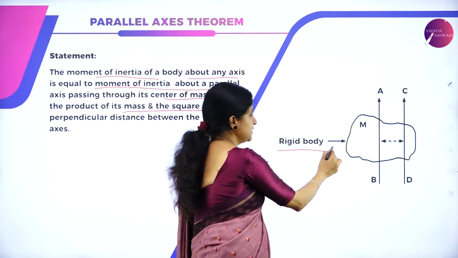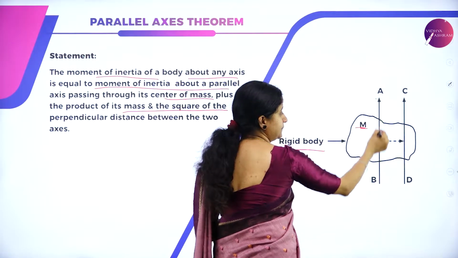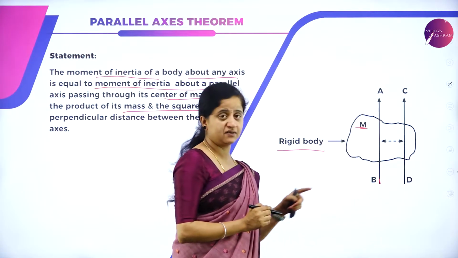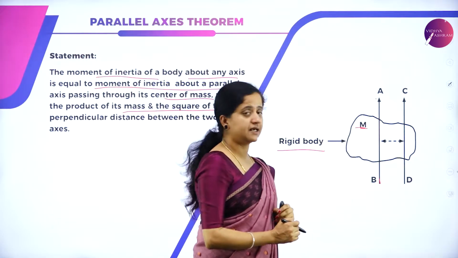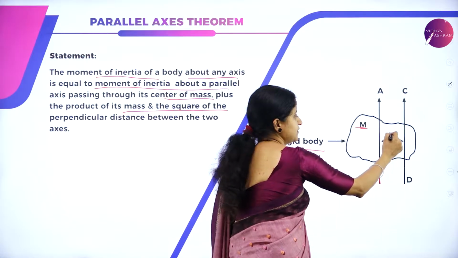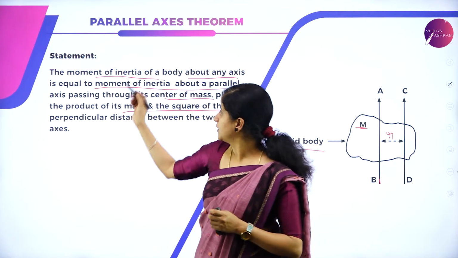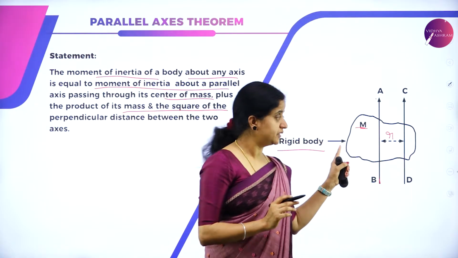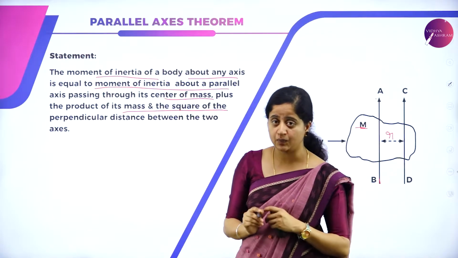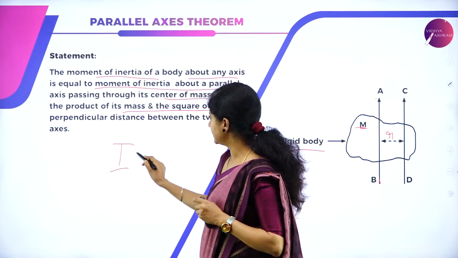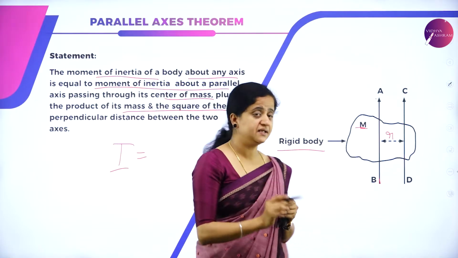So we have considered a rigid body here whose mass is given by m. And let us say AB is an axis which is passing through the center of mass, and we have CD which is parallel to this axis AB. The distance between these two is, say for example, R. Now according to the parallel axis theorem, the moment of inertia of a rigid body about any axis is equal to the moment of inertia about a parallel axis passing through the center of mass.